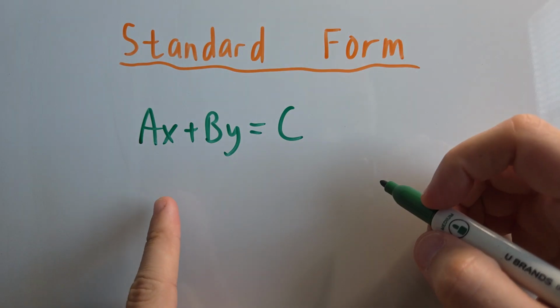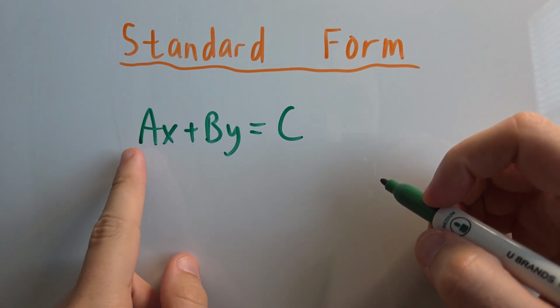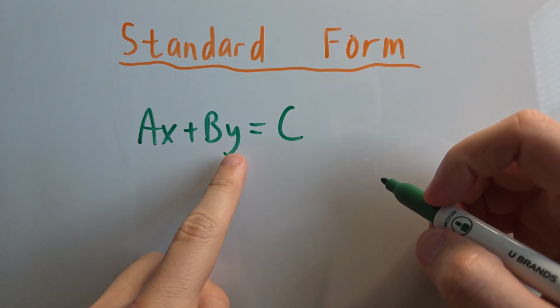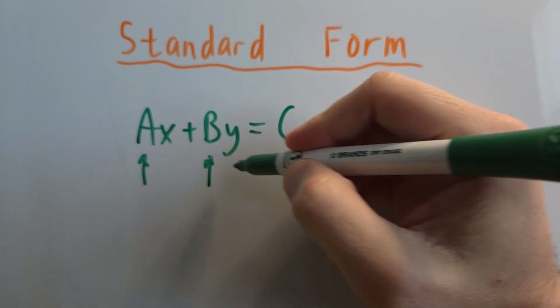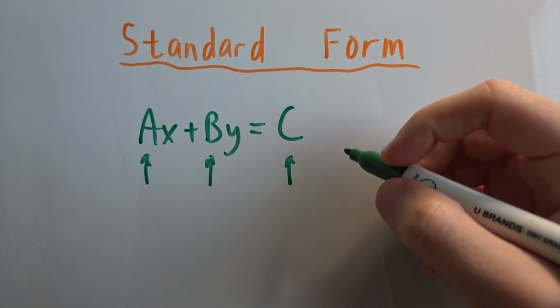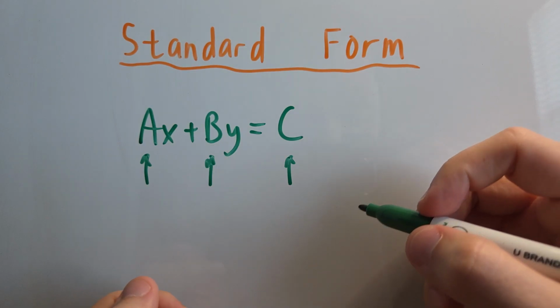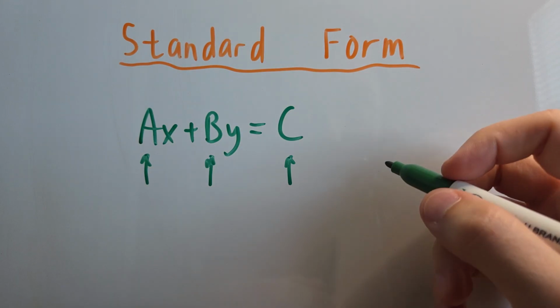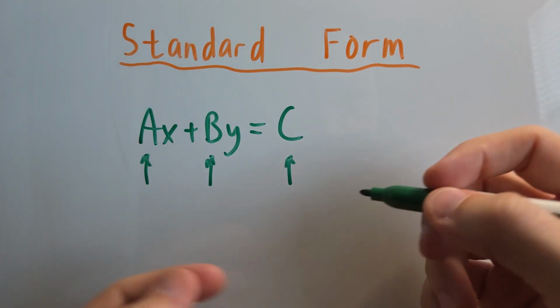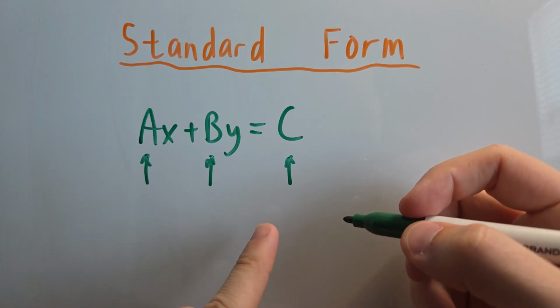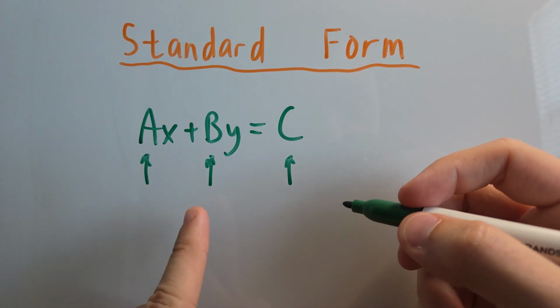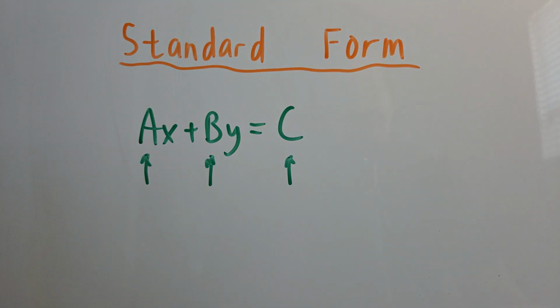This is the standard form of a linear equation. It is ax plus by equals c, where a, b, and c are all real numbers. They can be fractions, decimals, positive numbers, negative numbers, any number. A and b are not both 0. I'll talk about that in just a moment though.